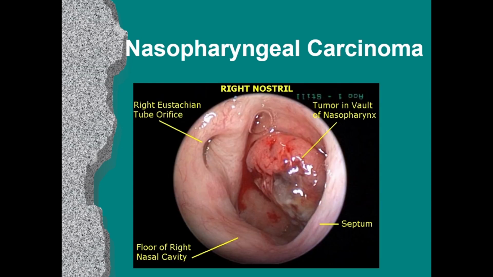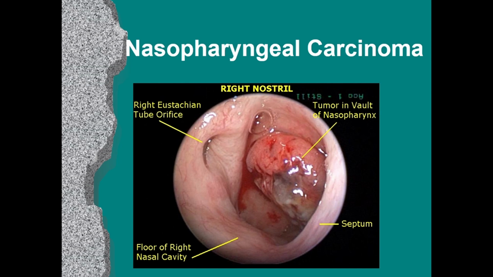Okay. This is a picture of an endoscopic view from the right nasal cavity to the nasopharynx. How do I know that this is the right nasal cavity? This is the nasal septum. If the nasal septum is on my right side, this is the left nasal cavity, and vice versa. Here the septum is on my left side, so this is the right nasal cavity. This is the right Eustachian tube opening. This is the torus tubarius, the elevation above and behind.